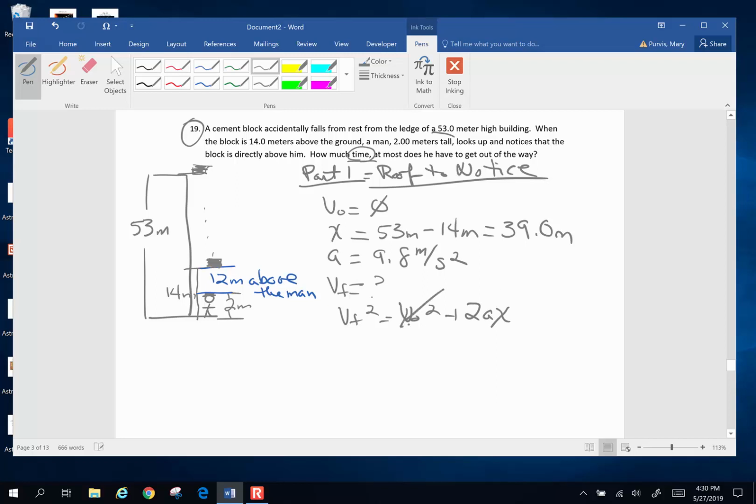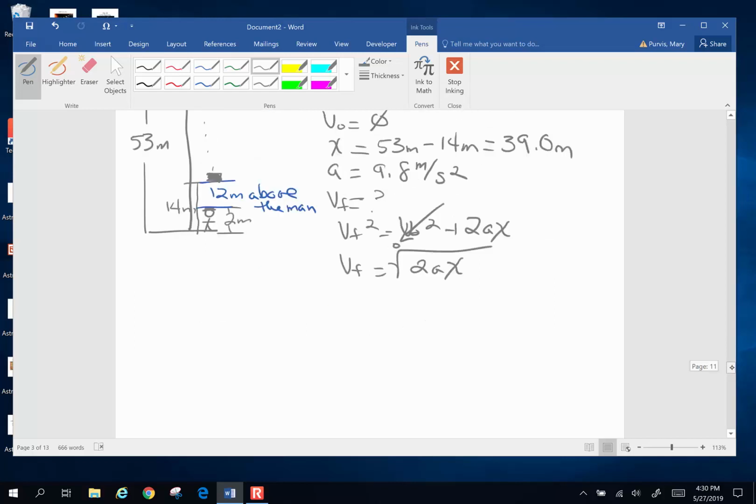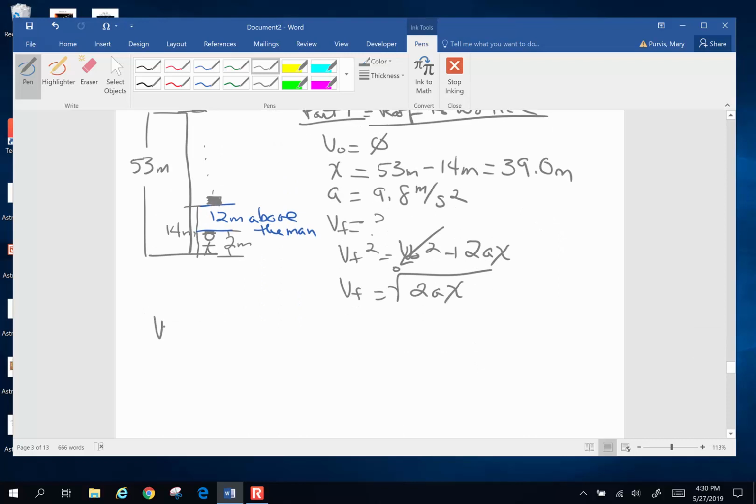Original velocity goes to 0. Final velocity is going to be the square root of 2AX. Let's put our values in there. So the final velocity at the point where the man notices what's going on is the square root of 2 times the acceleration of gravity, 9.8 meters per second squared, times the distance fallen, 39 meters.